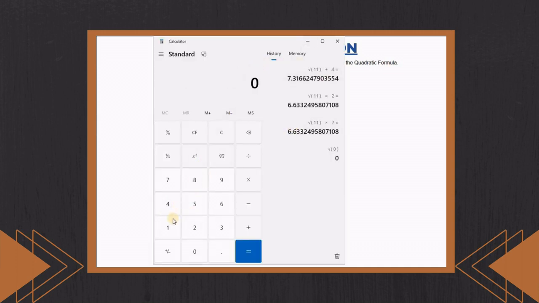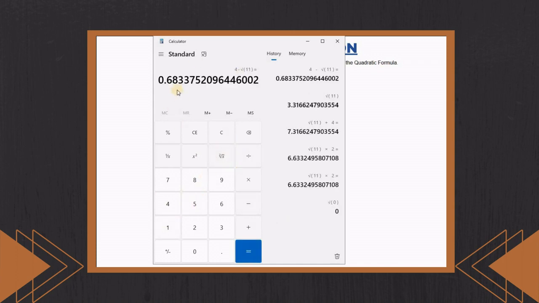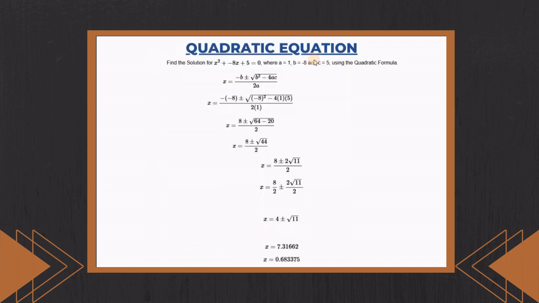So you'd have 11, and then you'd have your square root, and then you'd say 4 minus the square root of 11. So that's how you get 0.683. And as you can see, guys, that's what you have here.